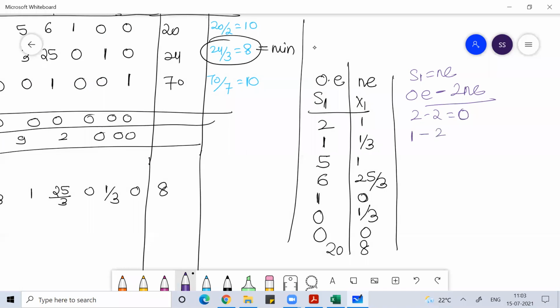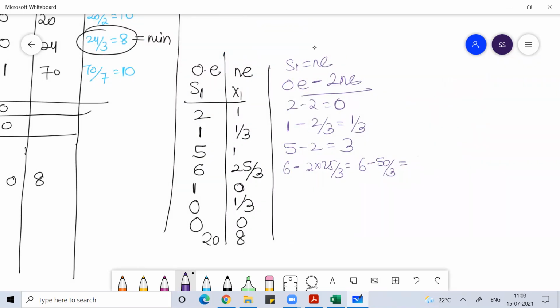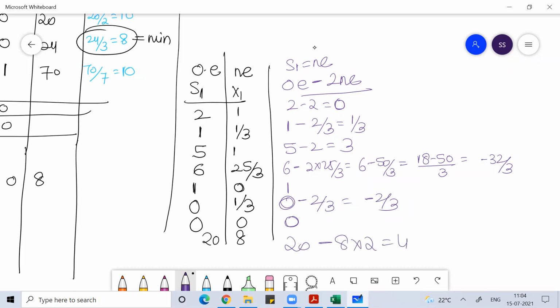Then 1 minus 2 by 3, that will be 1 by 3. Then 5 minus 2, that would be 3. 6 minus 2 into 25 by 3, this is 6 minus 50 by 3. So 18 minus 50 by 3 is minus 32 by 3. Then 1 minus 0 is 1 only. Then 0 minus 2 by 3, that will be minus 2 by 3. This will be 0 only. 20 minus 8 into 2 means 4. These are the new values of S1.